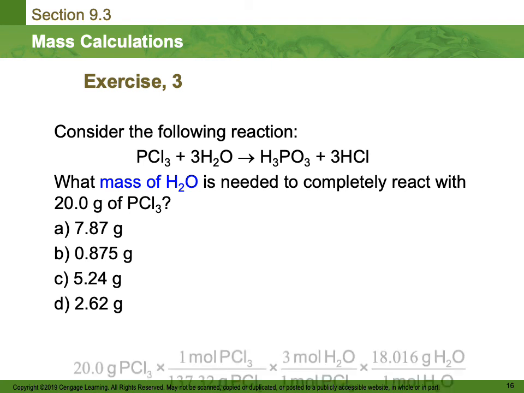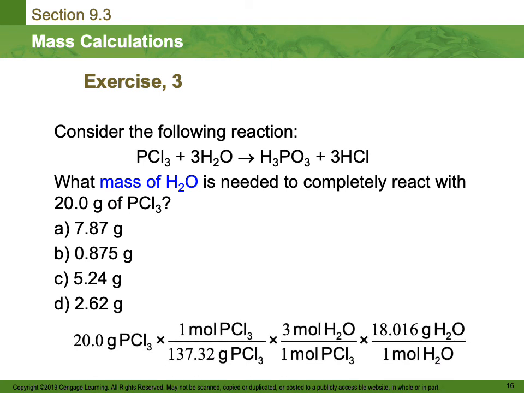On this slide, they're going to show you the whole thing all strung together. The reason their molar mass of water is again different is because they're using a different mass for hydrogen. In this problem, what did we get? 7.87 grams. When you do this whole thing on the calculator, you would enter 20.0 divided by 137.32 times 3, divided by 1, but you don't have to do that, times 18.016 or 18.02. And the correct answer is 7.87 grams.